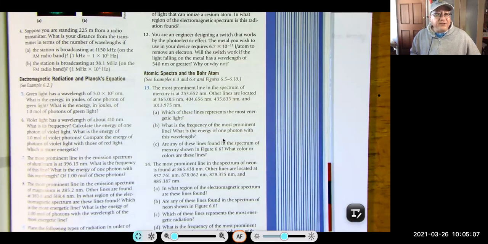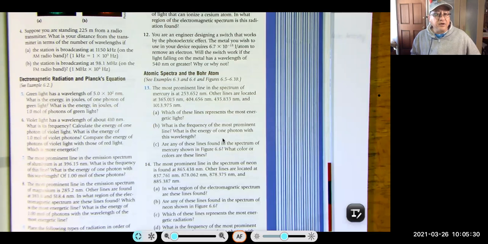So we have the questions. A: which line represents the most energetic? And we know that energy and wavelength are inversely proportional. So if we want the most energetic, we want the shortest wavelength. So that's actually going to be the most prominent line, the 253. B: what is the frequency of the most prominent line?